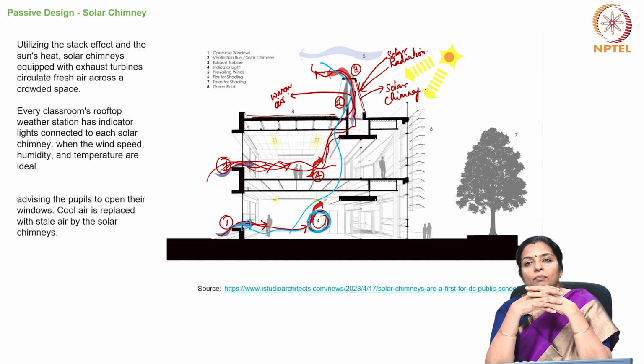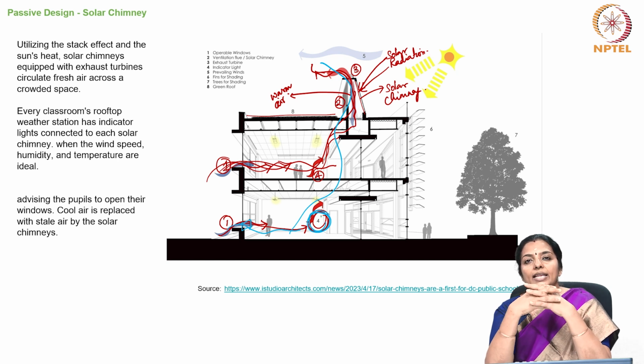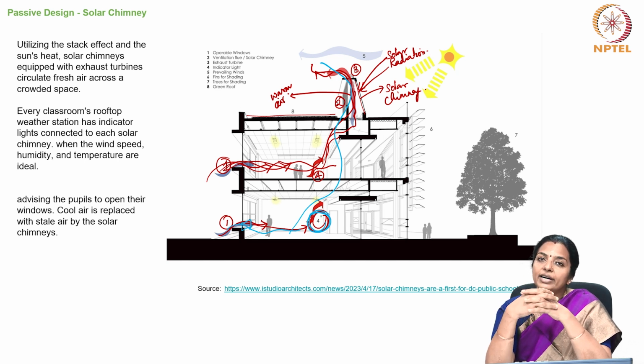functions on the principle of buoyancy ventilation. It functions on the principle that warm air rises and cool air settles down, and also inlet air should be at a lower level and outlet air should be at a higher level. So, when the air inside the room becomes warm, the solar chimney in turn is already made warmer, so that the movement of air is already instigated.